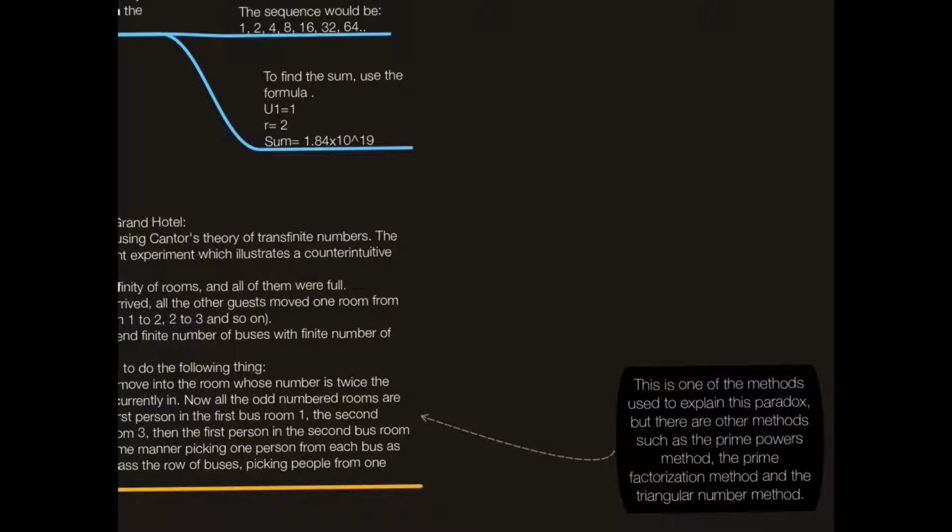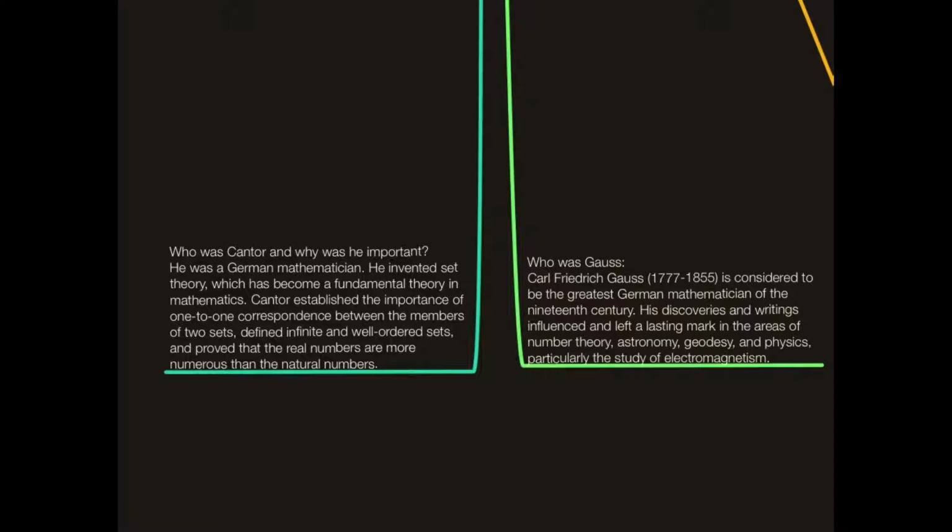The previous example was one of the methods used to explain this paradox. But there are other methods, such as the prime powers method, the prime factorization method, and the triangular number method. All of them have as purpose to explain this paradox that many people do not understand. Now to conclude, I'm going to explain who Cantor and Gauss were and why they were important.